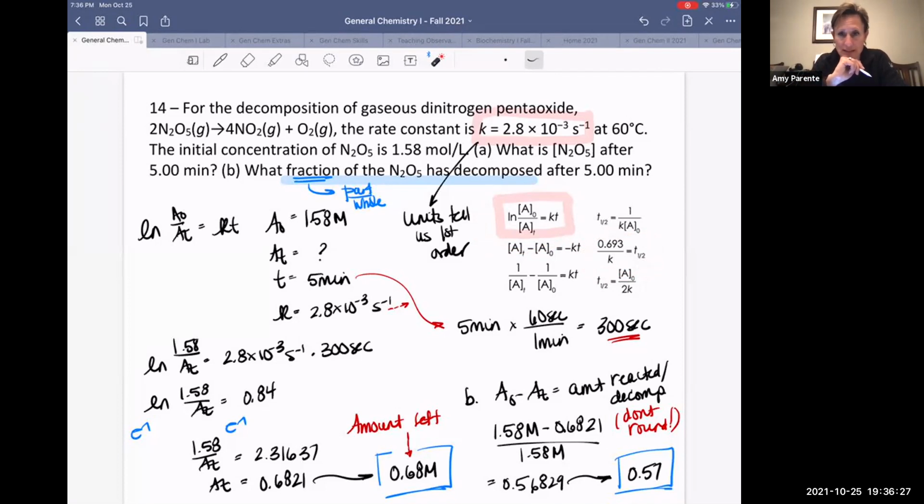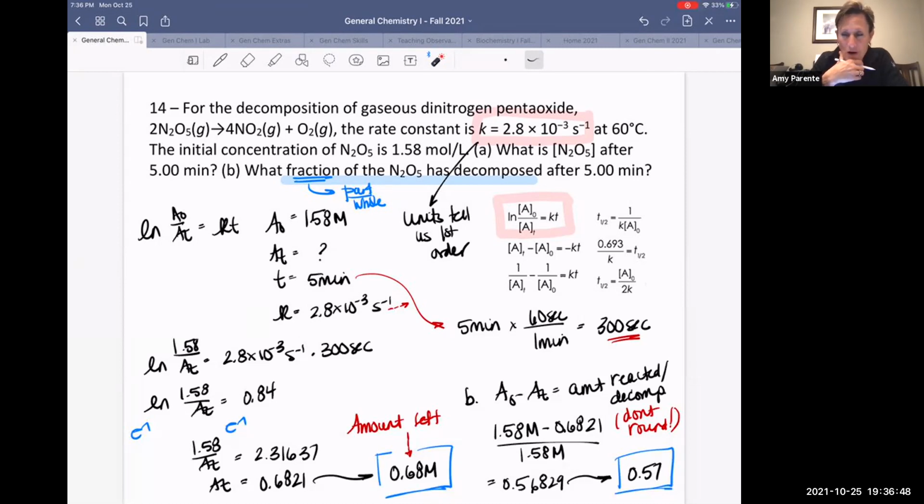Okay, so now this problem tells us that the initial concentration of N2O5 is 1.58 moles per liter. So we want to know what's the N2O5 concentration after 5 minutes. So let's tackle part A first. You're not going to see a problem on Wednesday that asks you a part A and a part B.